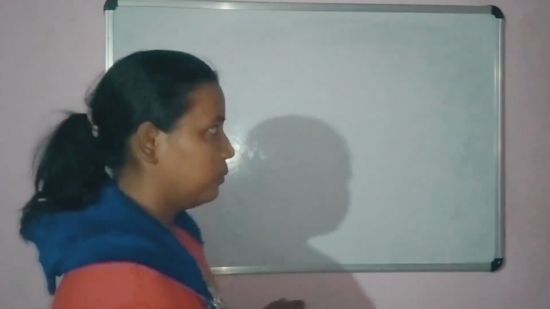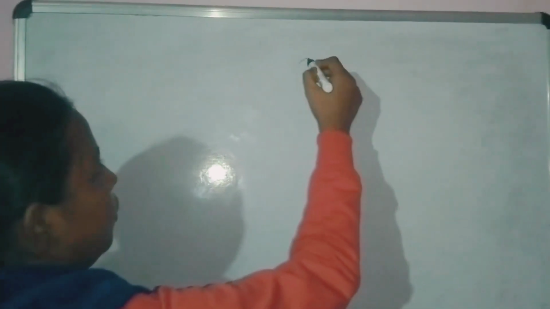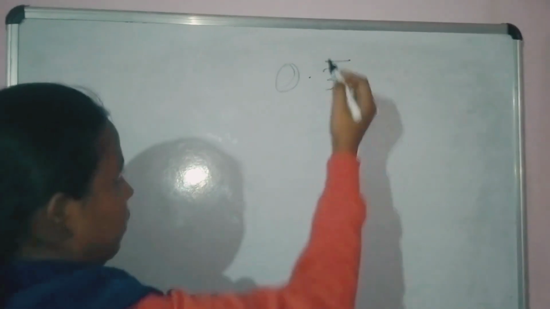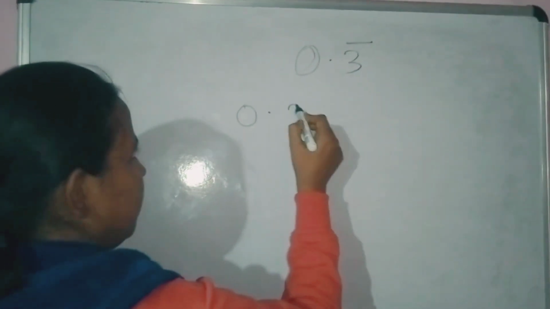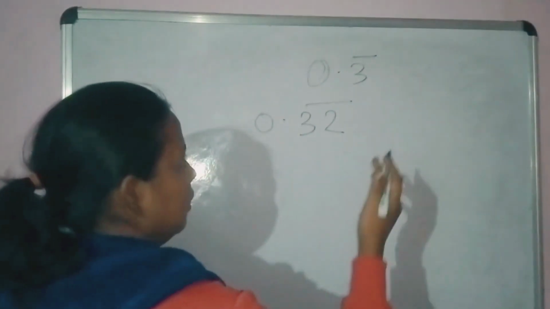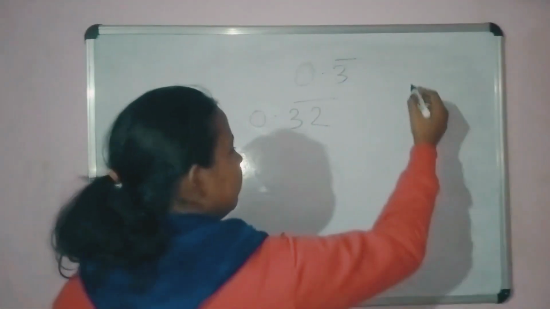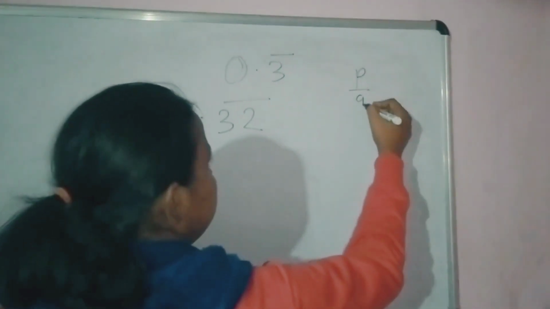Hello friends, so we will continue the video which I left last session, the introduction to rational numbers. Today I will tell you how to write a non-terminating, repeating decimal in the form of p by q. Suppose a number like 0.3 bar or 0.32 bar, how do we write it in the form of p by q?